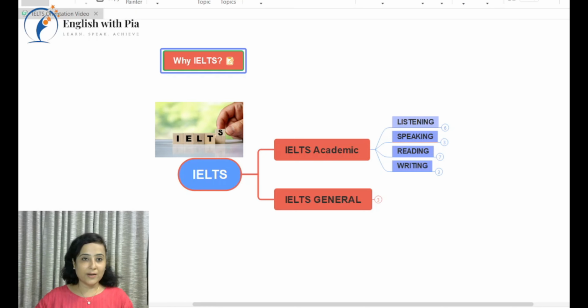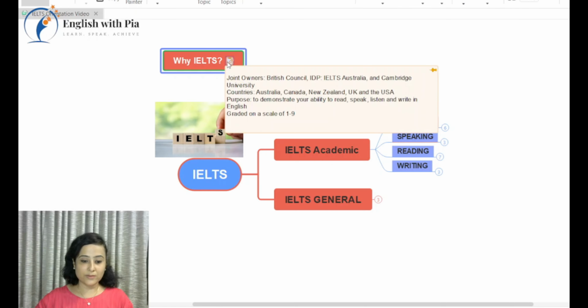Okay, so here I'm going to start with what is IELTS. Now, the full form of IELTS is International English Language Testing System, and the joint owners of this exam are British Council, IDP IELTS Australia, and Cambridge University. The countries which accept IELTS scores are Australia, Canada, New Zealand, UK, USA, and many more. The purpose of taking this exam is to demonstrate your ability to read, speak, listen, and write in English for such English speaking countries.